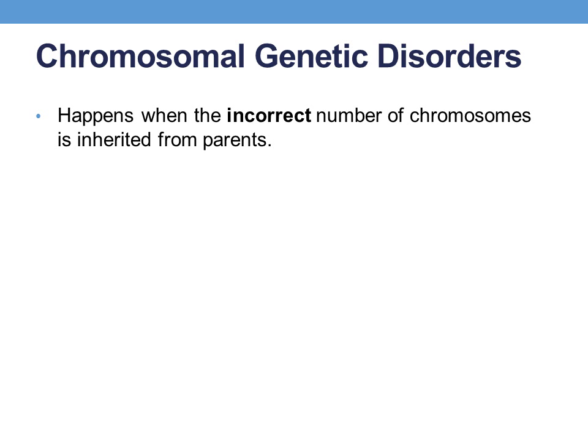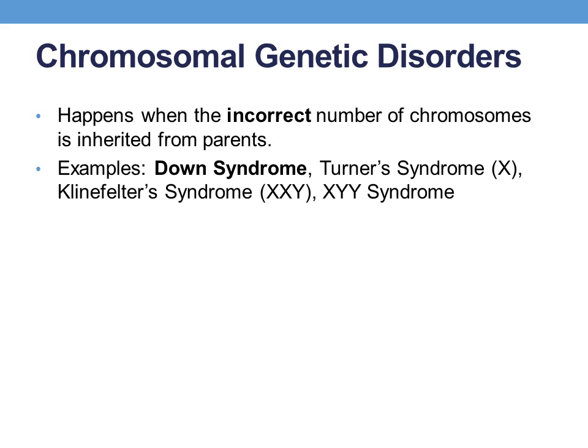These are the ones when an incorrect number of chromosomes is inherited from the parents. If you have the notes sheet, the worksheet, you can fill it in. If not, just listen, and I can give you the notes worksheet when I see you next in class. And some examples here of chromosome genetic disorders are Down syndrome, Turner syndrome, Klinefelter syndrome, and XYY syndrome.